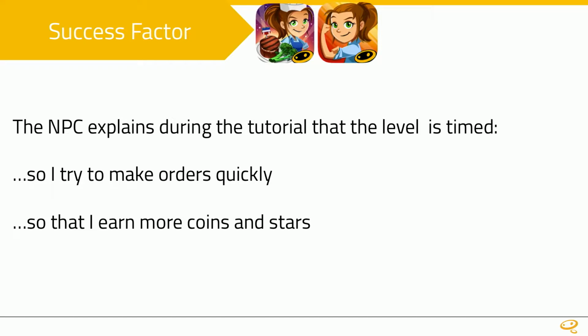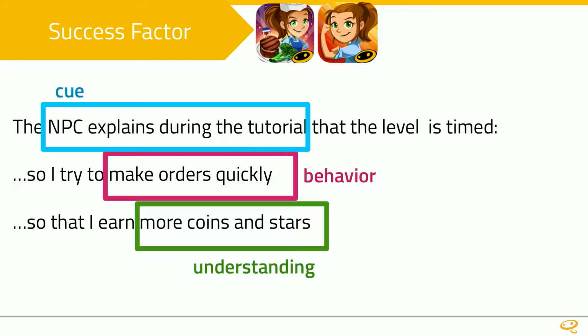Here's some examples. What if you were asked to work on a game like Cooking Dash or Diner Dash? Perhaps there is a success factor like the one we see here. Your cue would be that the NPC explains during the tutorial that the level is timed. Your behavior that you're expecting to see as a result of the cue is that the players are going to start making orders quickly in the time management game, since it's a time management game. And the understanding is that they need to make orders quickly, because if they don't, they're not going to earn enough coins and stars to, say, 5-star the level, or even just complete the level in general.